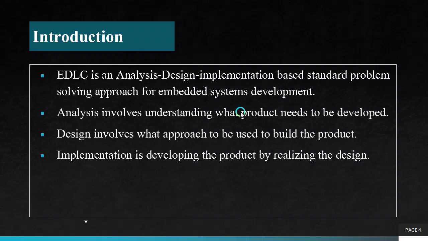Firstly, analysis. Analysis involves understanding what product needs to be developed. That is, when the customer specifies his requirements, the customer requirements should be understood, that is, analyzed. Design involves what approach to be used to build the product. That is, how the product needs to be developed. That idea or the design should be built. Implementation is developing the product by realizing the design. The design should be taken into consideration, and then the implementation should be carried out.